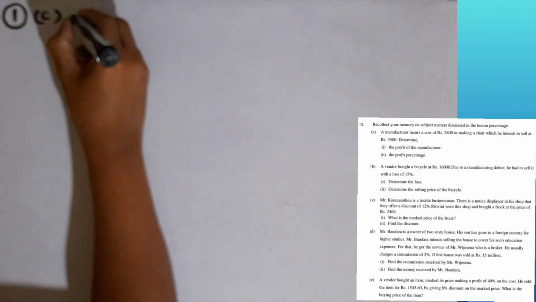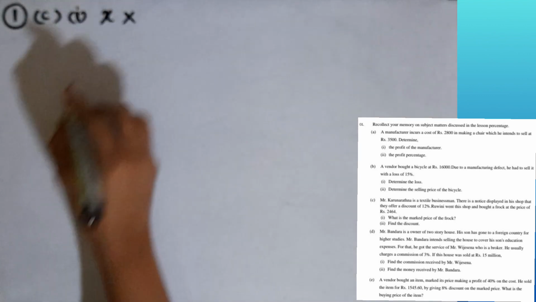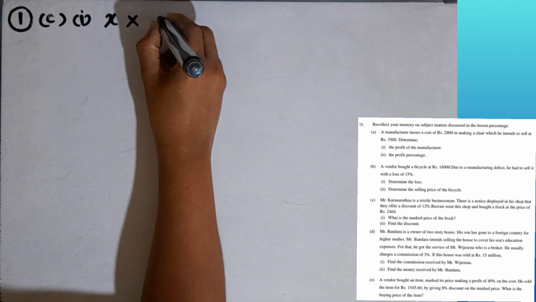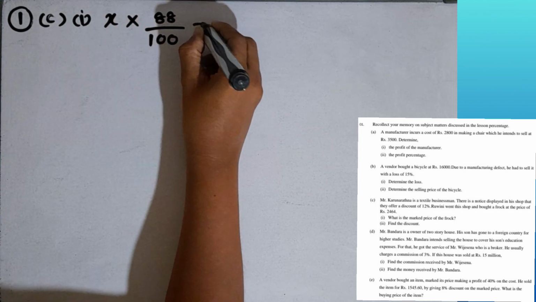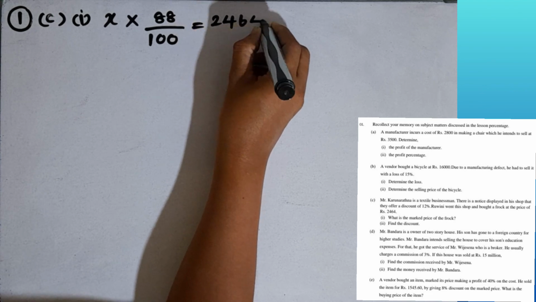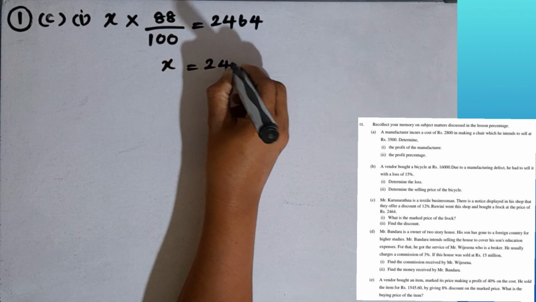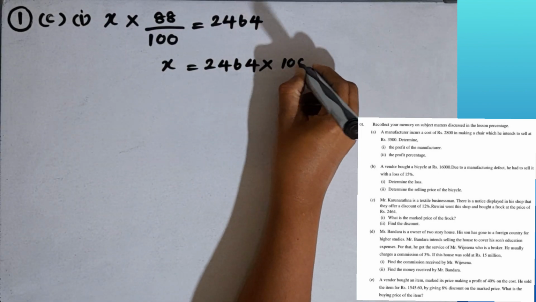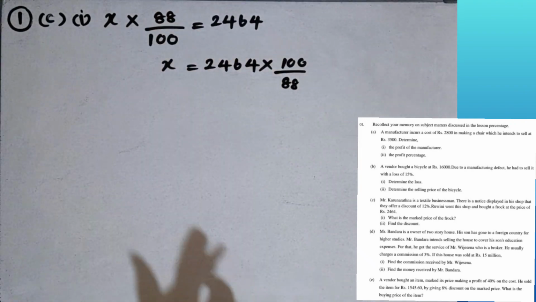Let's take the mark price as X. Then X multiplied by 88 over 100, as the discount is 12%, 88 over 100 is equal to 2,464. Now X is equal to 2,464 multiplying by 100 over 88, the reciprocal of this fraction.